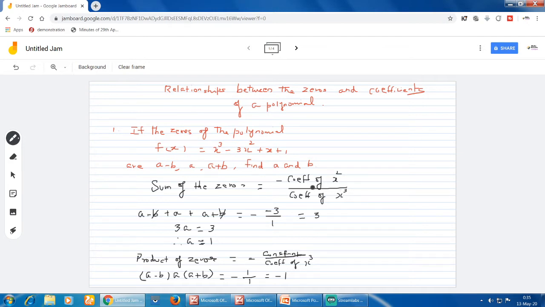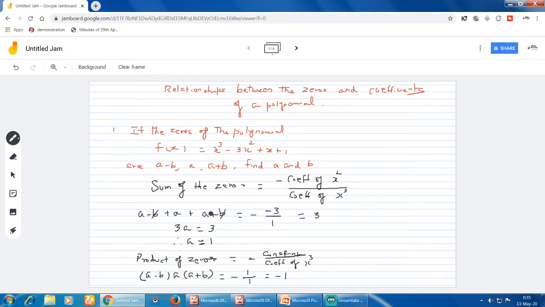On the right side, we get the coefficient of x square, which is minus 3 here. The coefficient of x cube is 1. So you get minus of minus 3 by 1, which becomes 3. This is the sum of the zeros. We add the given zeros a minus b, a, a plus b, and also apply the formula on the right side: minus coefficient of x square by coefficient of x cube, which is minus of minus 3 gives 3.